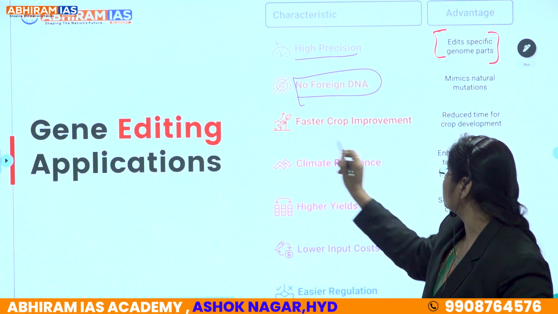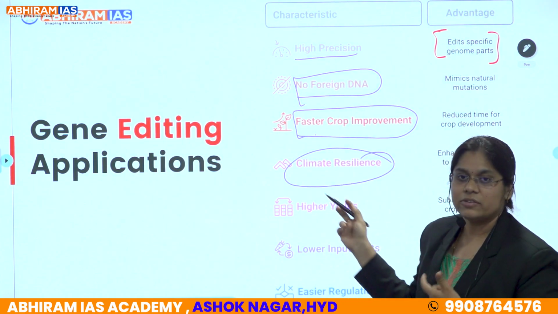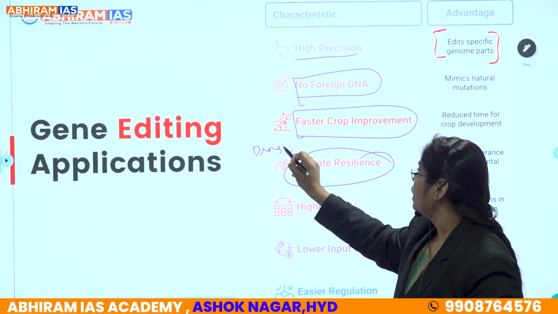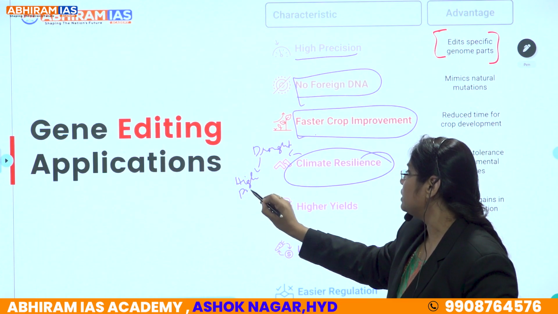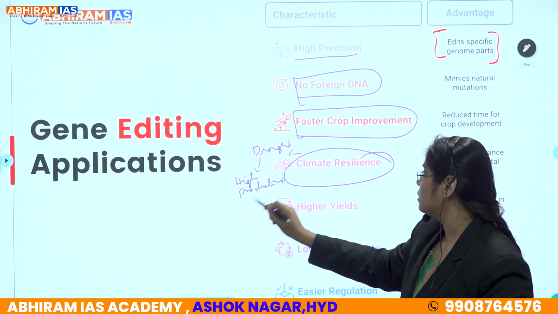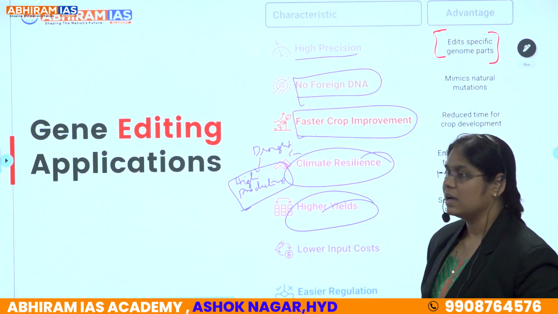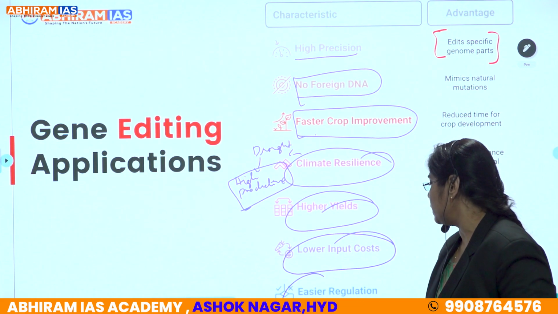Clear? Faster crop improvement. And next is climate resilience. So we saw that in drought conditions also the plants are giving high productivity. They are becoming tolerant with the specific gene modifications, and it is giving higher yields, and it is very cost effective. So lower input cost and also easy regulation.